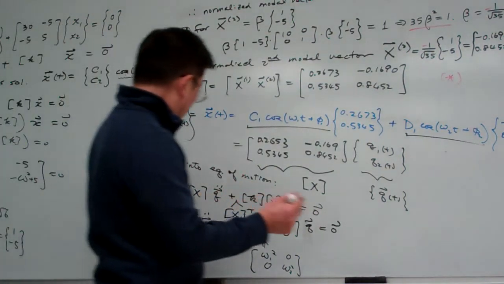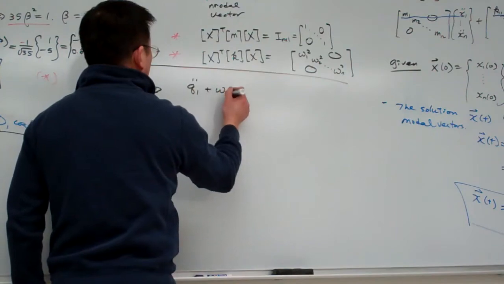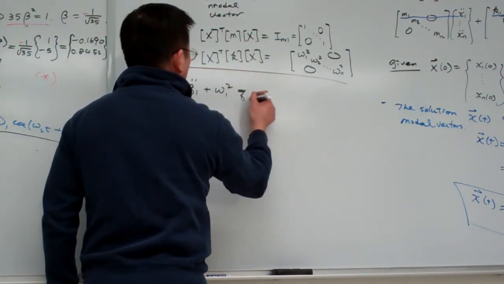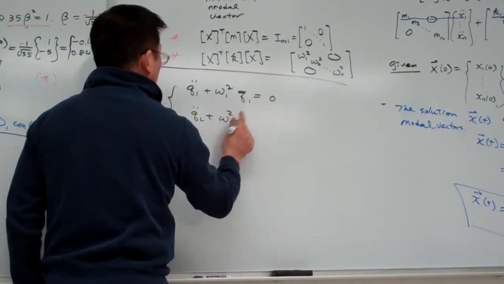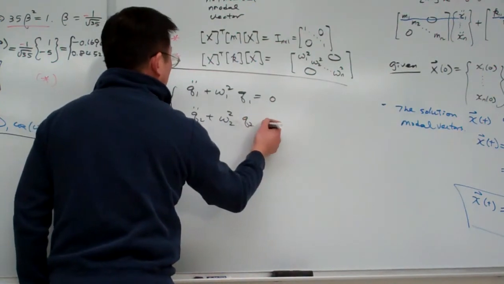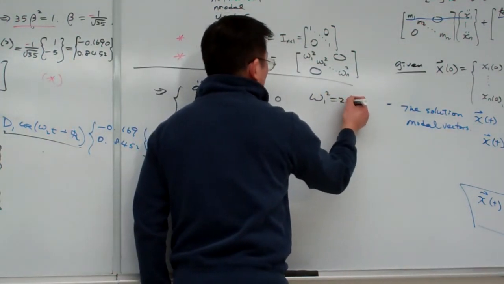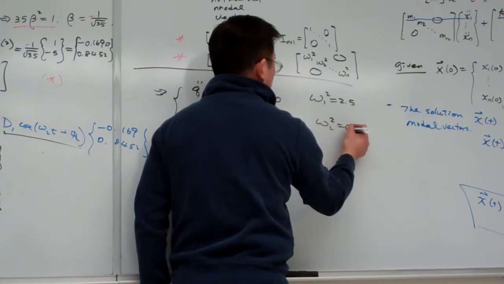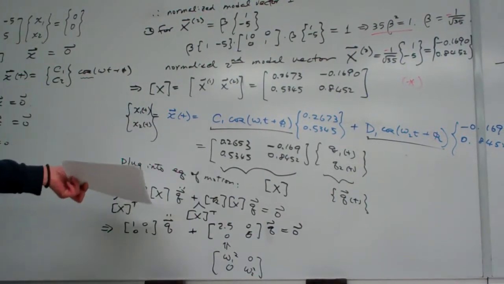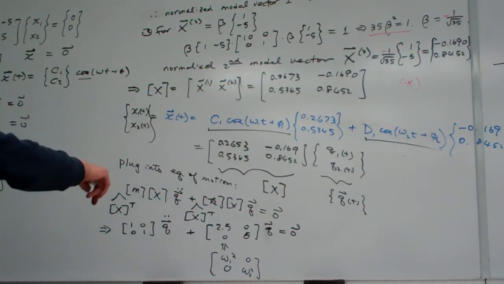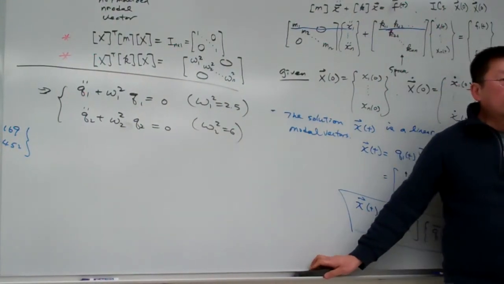So in this way, let me rewrite here. That becomes Q1 double dot plus omega 1 squared Q1 equal to 0, and Q2 double dot plus omega 2 squared Q2 equal to 0. Here omega 1 squared equals 2.5 and omega 2 squared equals 6. That is the information we copy from the symbolic to here.